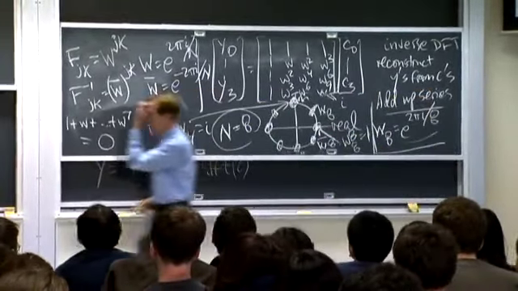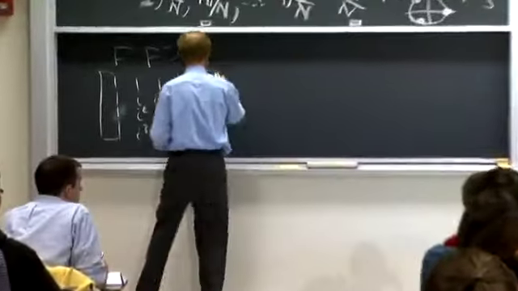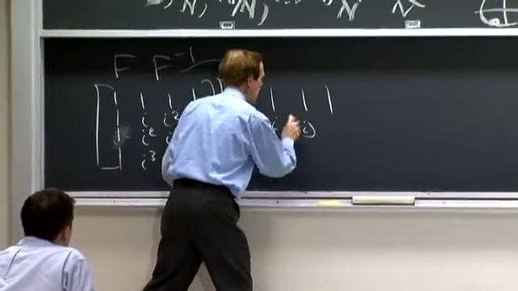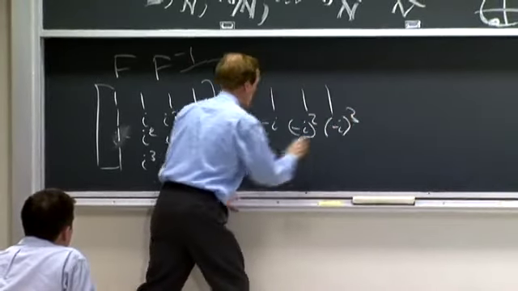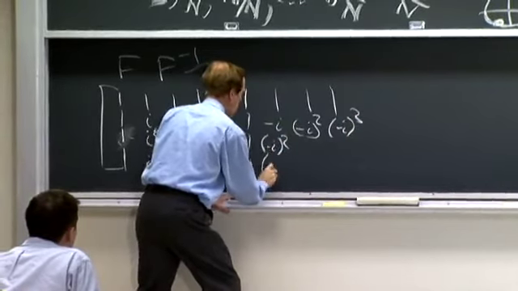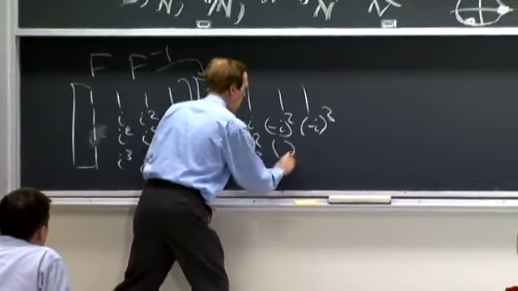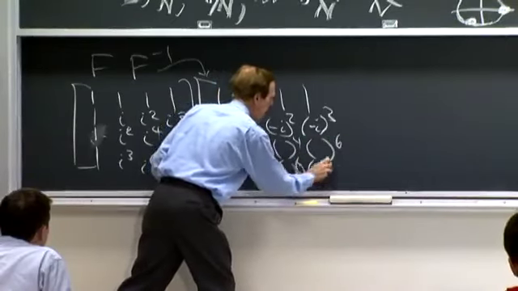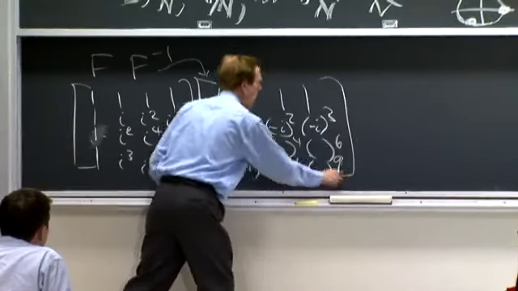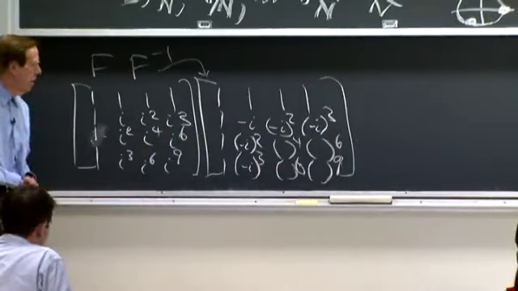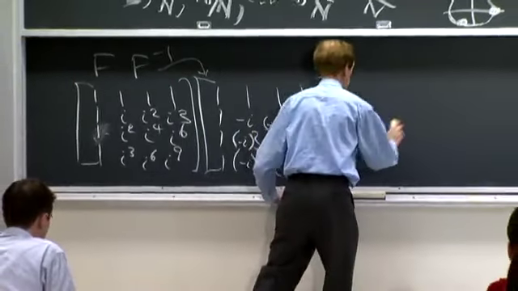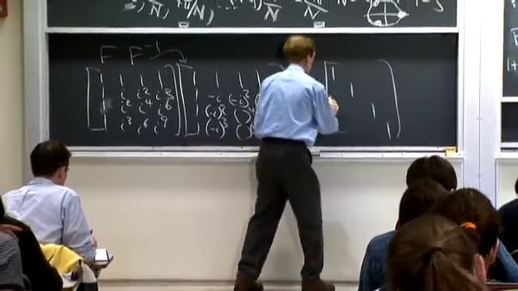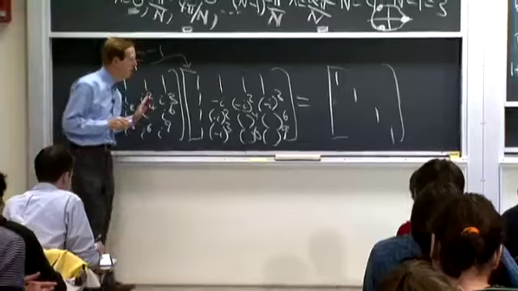And finally, I was going to do this multiplication just to see. So now I'm claiming that this is 1, 1, 1, 1, 1, minus i, minus i squared, minus i cubed, and so on. Now, if you do that multiplication, you will get the identity matrix. That's the great thing. You get the identity, except for a factor n.